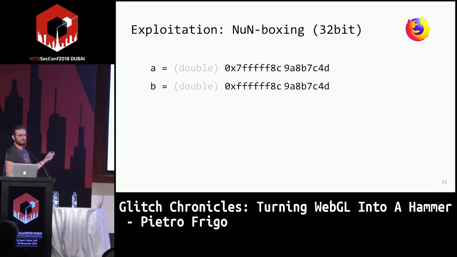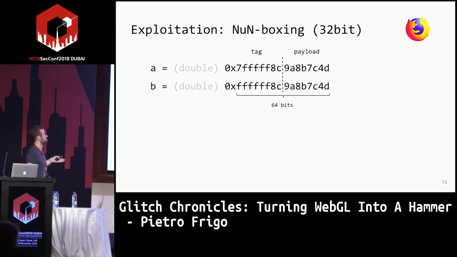But what happens on 32 bits Firefox is that if you have two values such as these ones, out of the 64 bits, they will split the value in two, and they will have the first 32 bits, the higher 32 bits, used as tag, and the lower 32 bits used as payload.